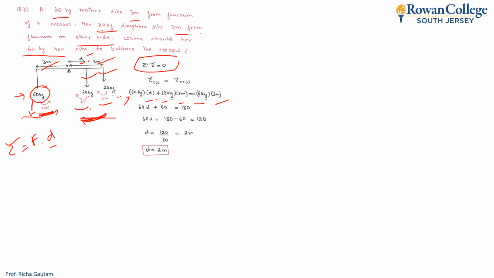So just plug in the numbers, do the calculations, and you will get the distance D from this fulcrum where her son should sit to balance the seesaw. So he should sit at 2 meters from the center point to balance this.